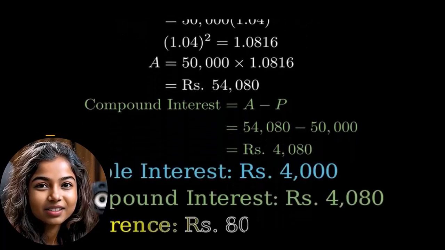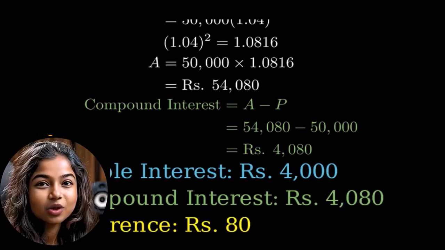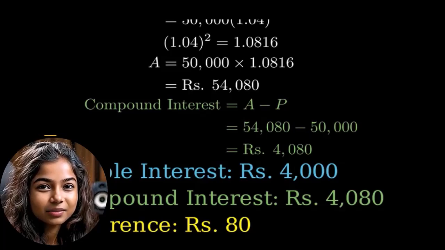Notice that this is more than what we would get with simple interest, which would be 4,000 rupees. The extra 80 rupees comes from earning interest on our first year's interest. That's the power of compound interest.